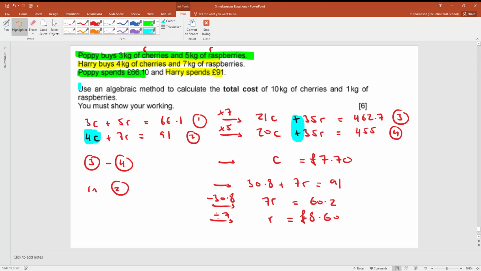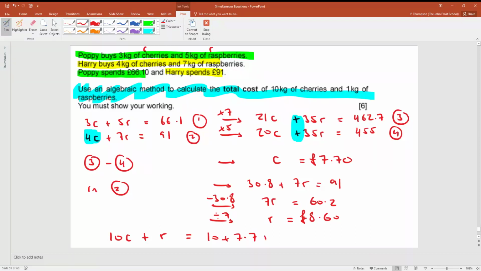And make sure you answer the question now, which is here. The total cost of 10 kilos of cherries and 1 kilo of raspberries. So all they want is 10C plus 1R. All right, so that's going to be 10 times 7.7 plus 8.6 because C is 7.7 or £7.70 and R is £8.60. So 77 plus 8.6 gives you £85.60 altogether. Okay, there we are.